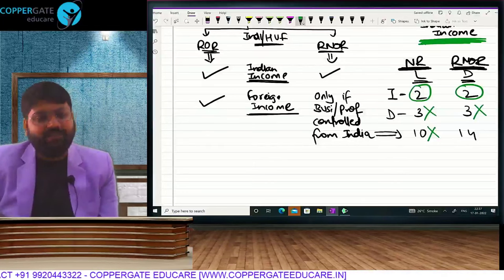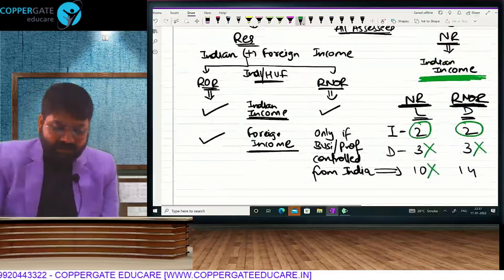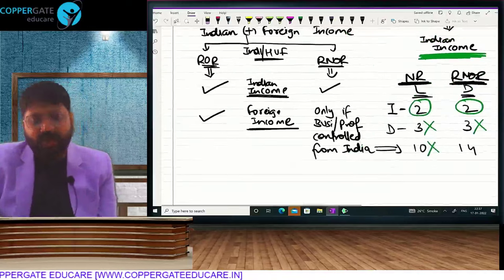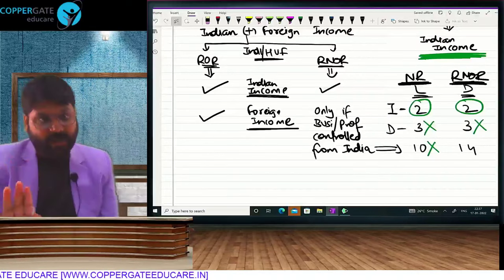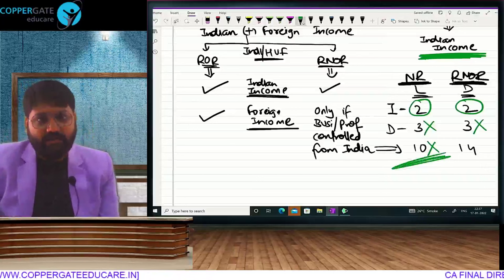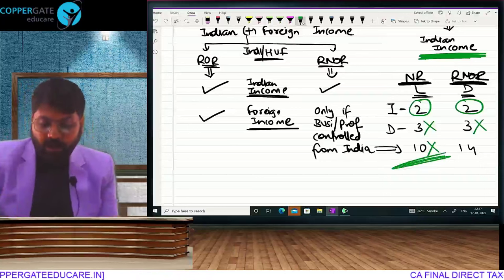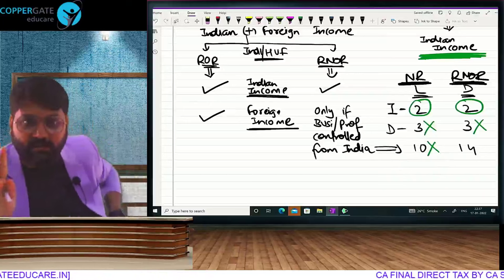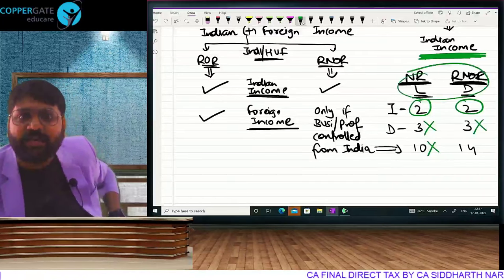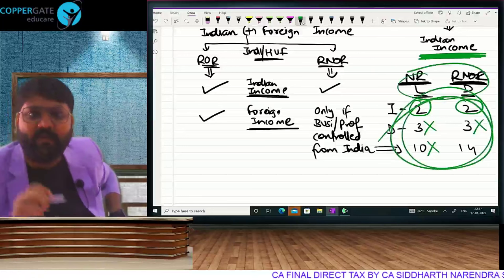And now tell me about this 14 lakh. You can look at this chart also and tell me about the 14 lakh. This 14 lakh rupees is foreign income. If she was a non-resident, not taxable. If a person was ROR, look at how easy ROR is. If any of these assessees was ROR, there is no need to discuss so much. All incomes are taxable for ROR. Yes or no?